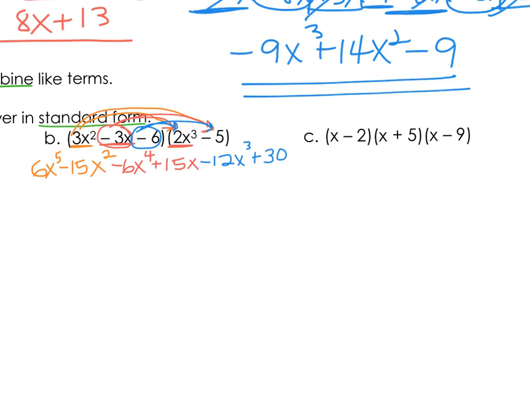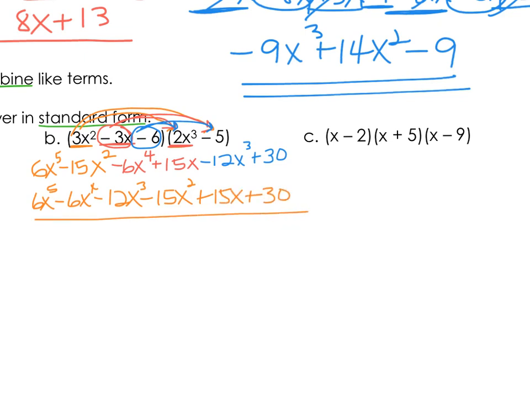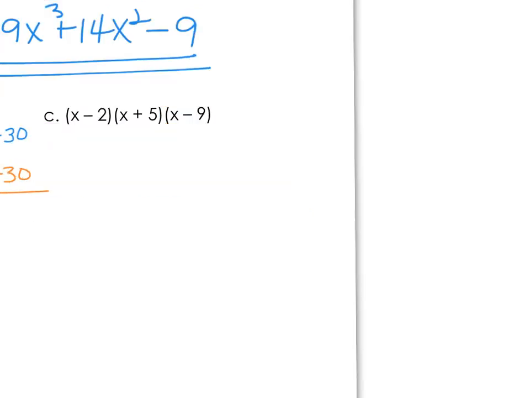To write this though in standard form based on the directions, notice x to the fifth is the biggest exponent. We'll start with 6x to the fifth. Then we have minus 6x to the fourth, minus 12x to the third, minus 15x squared, plus 15x, and then plus 30. There is your product in standard form.